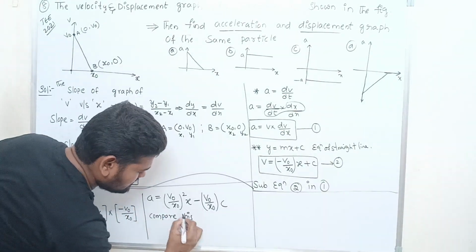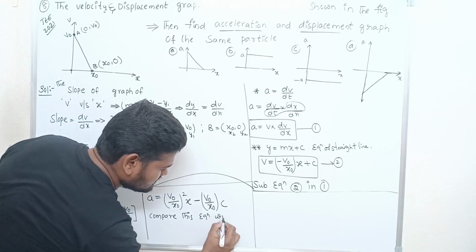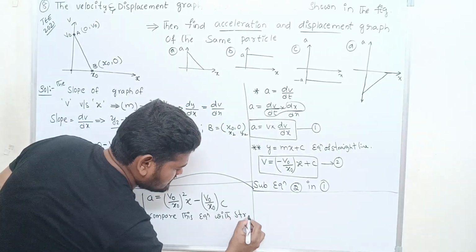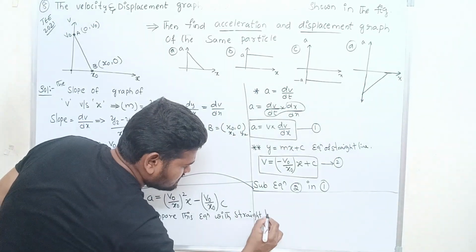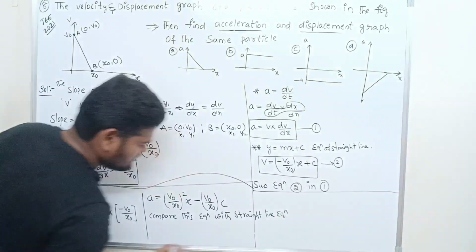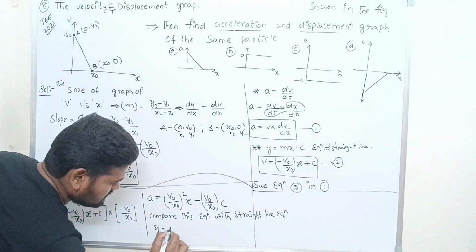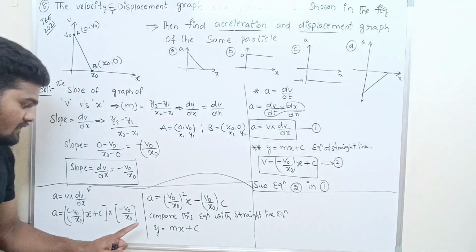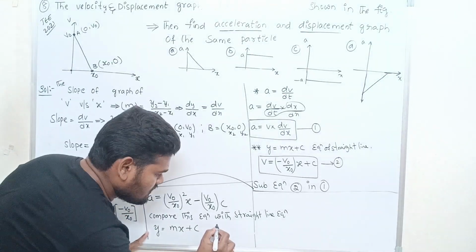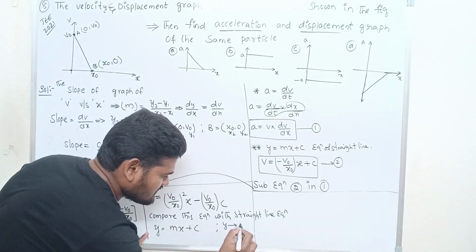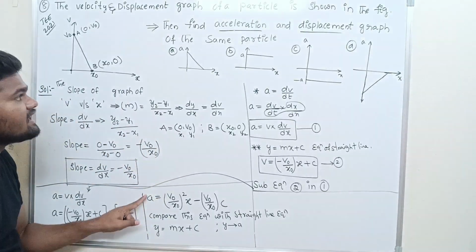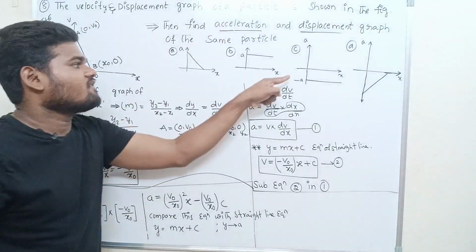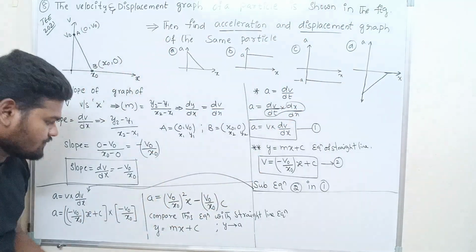Now just compare this equation with the straight line equation. Again, straight line equation. So what did we get? y is equal to mx plus c. At the place of y, we have a. So y is nothing but a. That means along the y direction we have acceleration.